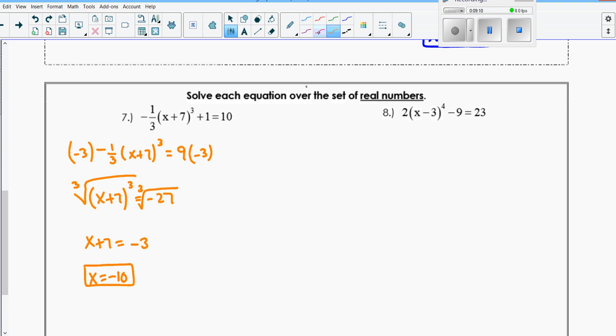Now if you take a look at number 8, notice the difference in the exponent. This is 3, it was odd, so it gives us one answer. This is 4, it is even, so it's going to give us two answers. So I'm going to write down that plus or minus so I know that when I undo that, it's going to give me two solutions.